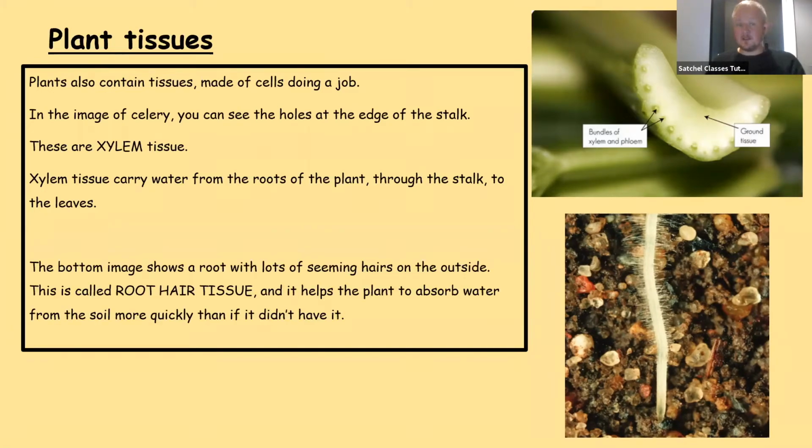The bottom image shows a root with lots of seeming hairs on the outside. You can see those very fine, tiny sort of hair-like structures sticking off. This is called root hair tissue, and it helps the plant to absorb water from the soil more quickly than if it didn't have it. We say that it gives the roots a bigger surface area for absorption. The bigger the area they can absorb over, the more they can take in.